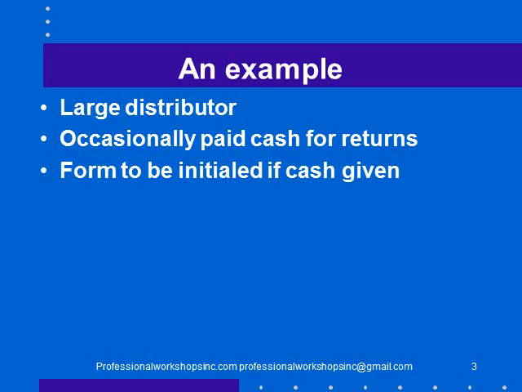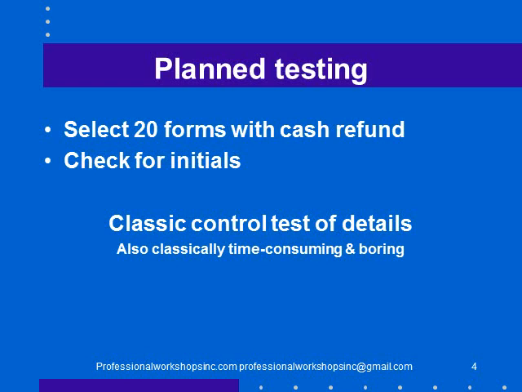And to do this, I'm going to use the example of a client of mine. It was a large distributor, and they occasionally paid cash for returns. Most returns were just for credit to account, but occasionally cash was given. And there was a form that had to be initialed if cash was given. So I promptly decided to plan my audit by selecting 20 forms that had a cash refund and checked to see whether the initials were there. Now that's a classic control test of details, and it's also classically time-consuming and boring, but I didn't think about that at the time.